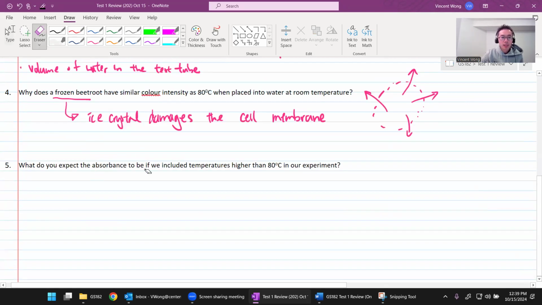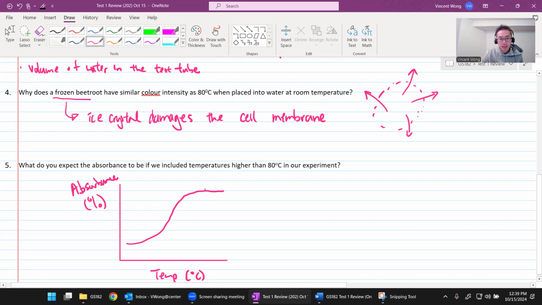What do you expect the absorbance to be if we included temperatures higher than 80 degrees in our experiment? If you plot the graph, this is percent absorbance and this is temperature. Your graph looks something like this, right? It's a slow increase and then it kind of flattens out here. This actually happened at around 70 degrees.